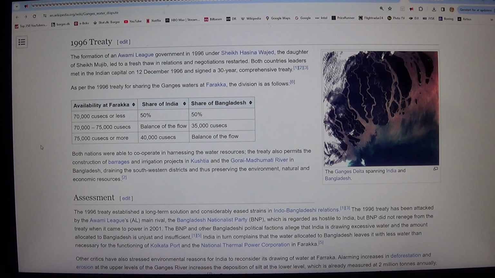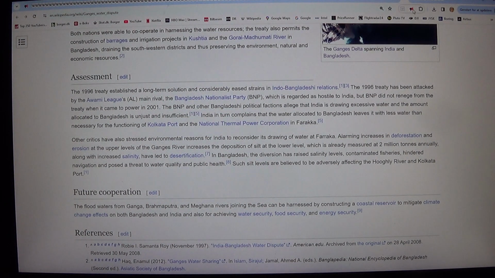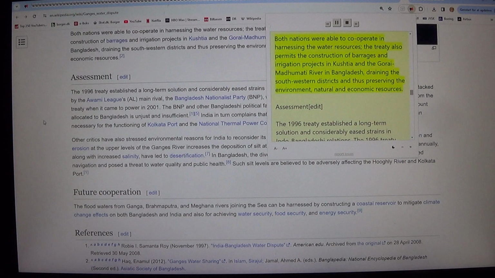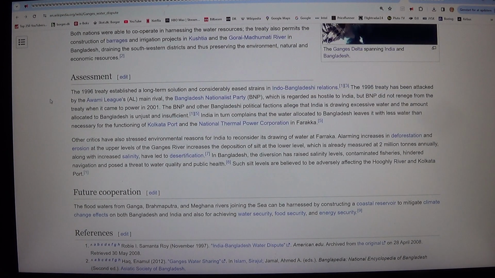Both nations were able to cooperate in harnessing the water resources. The treaty also permits the construction of barrages and irrigation projects in Kushtia and the Gorai Madhumati River in Bangladesh, draining the southwestern districts and thus preserving the environment, natural and economic resources. Assessment. The 1996 treaty established a long-term solution and considerably eased strains in Indo-Bangladeshi relations. The 1996 treaty has been attacked by the Awami League's main rival, the Bangladesh Nationalist Party, BNP, which is regarded as hostile to India, but BNP did not renege from the treaty when it came to power in 2001.